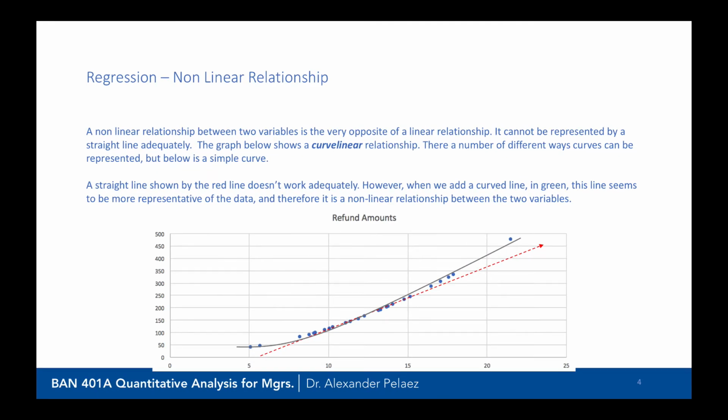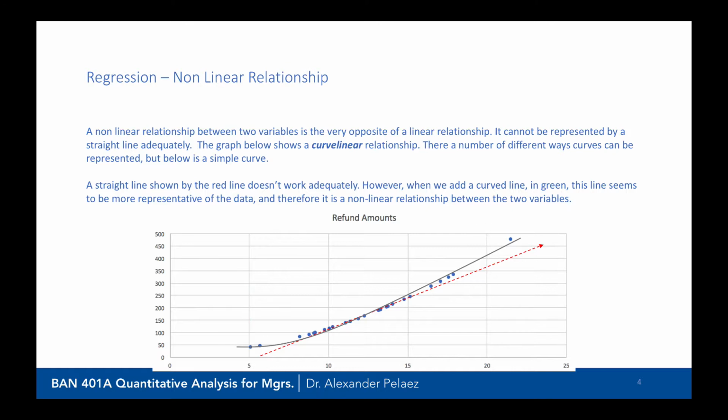Now, a nonlinear relationship between the two variables is the opposite of a linear one. It cannot be represented by a straight line. And the graph below represents this as a curvilinear relationship. Now, it's a little hard to see, but we have our dots that represent our points, and we tried to draw a straight line through, which is that dashed red line. But what happens is that some of the points, especially towards the left and towards the very right, are not being quite well represented by that dashed line.